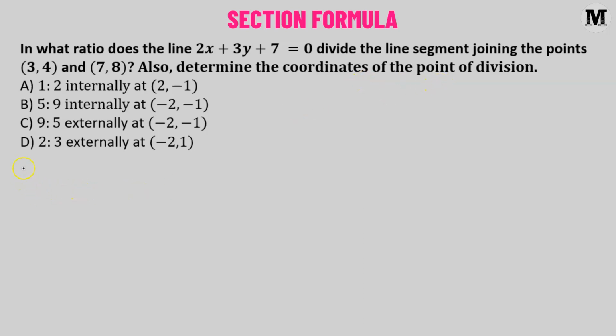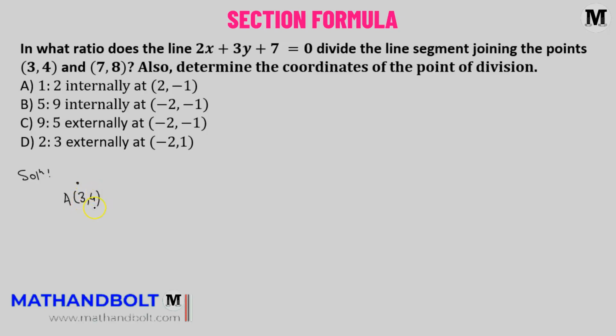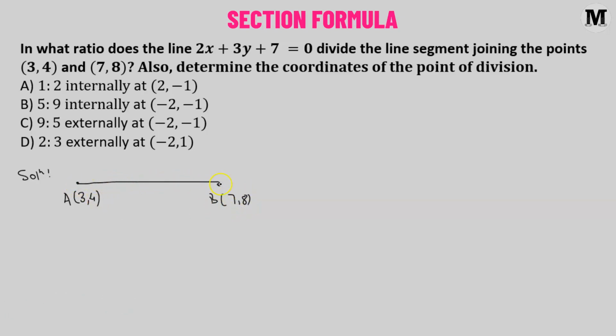Let us begin. Here we have two points, point A and point B. A has the coordinates (3, 4). We'll consider another point B, with the coordinates (7, 8). Now let's join point A and point B with a straight line.